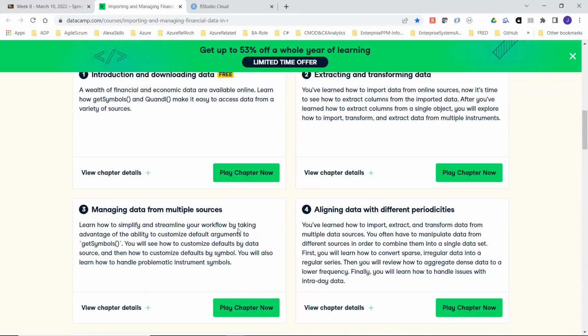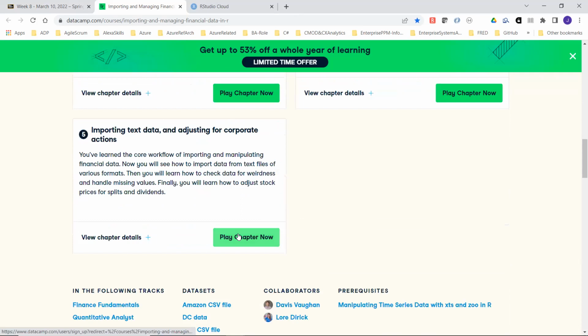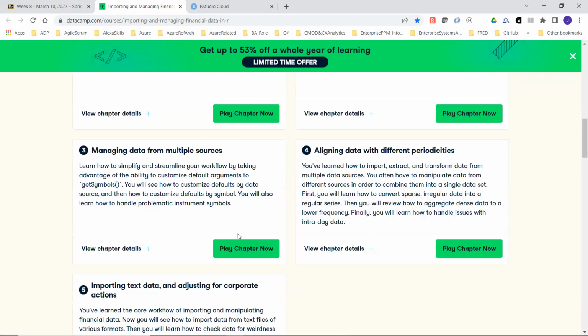If we scroll down, this talks about the different functions it's going to use. It's an overview of the course. It looks like there's five modules to it. Looks pretty cool, actually.